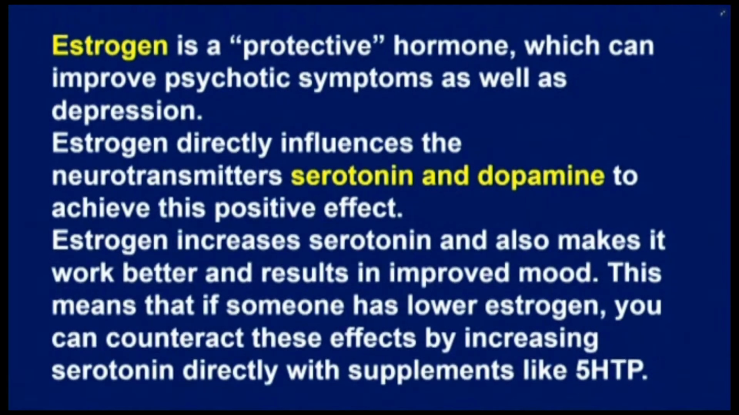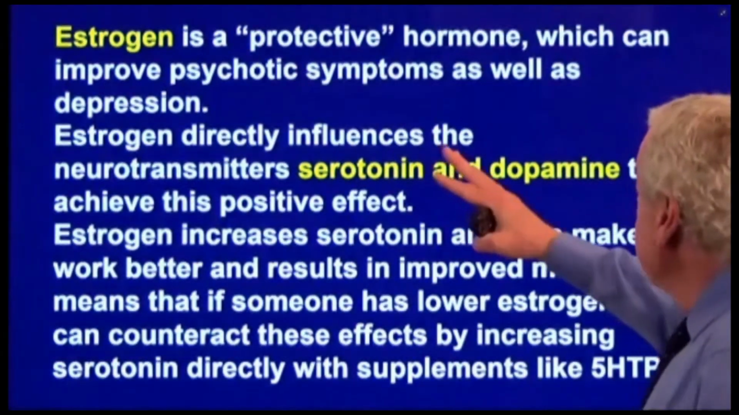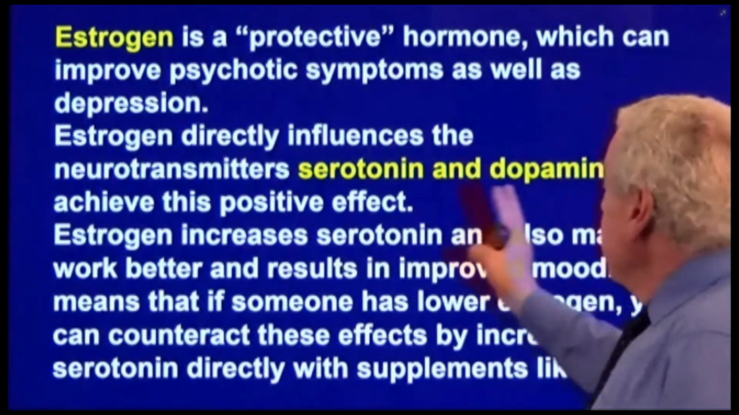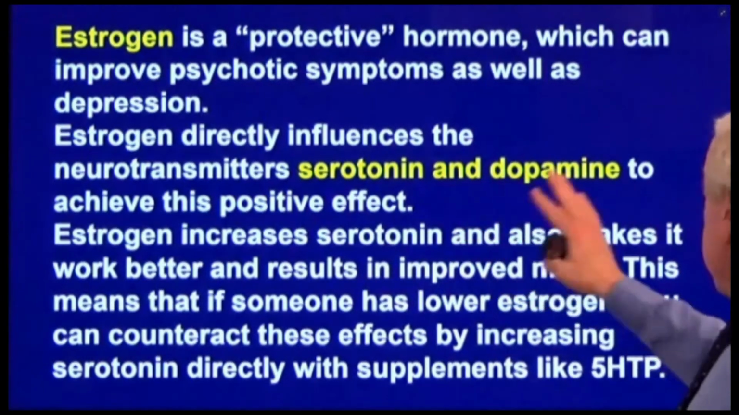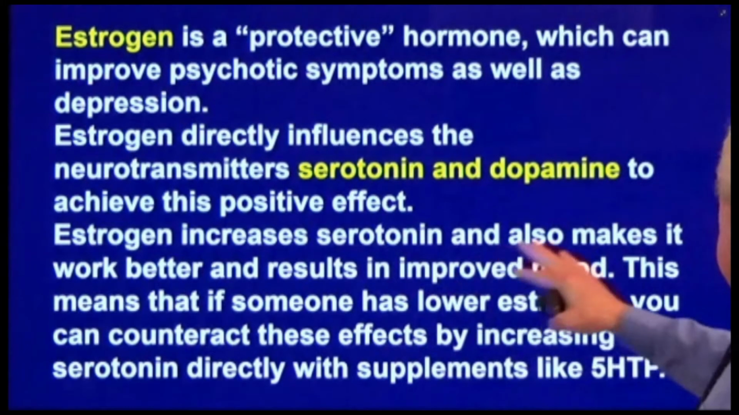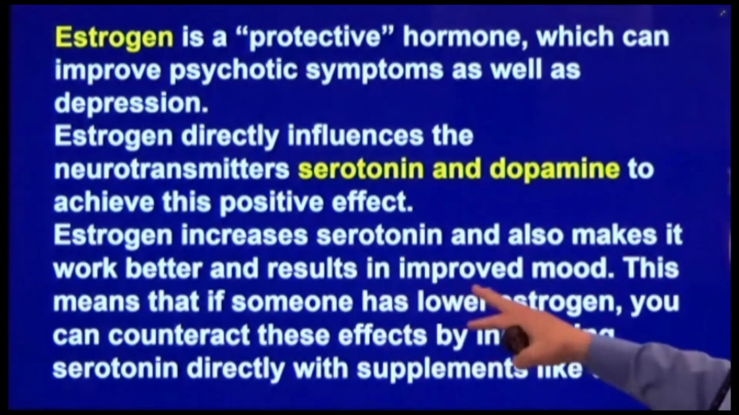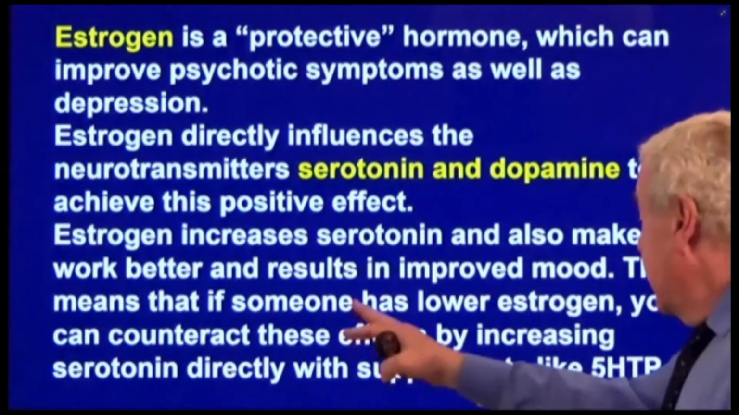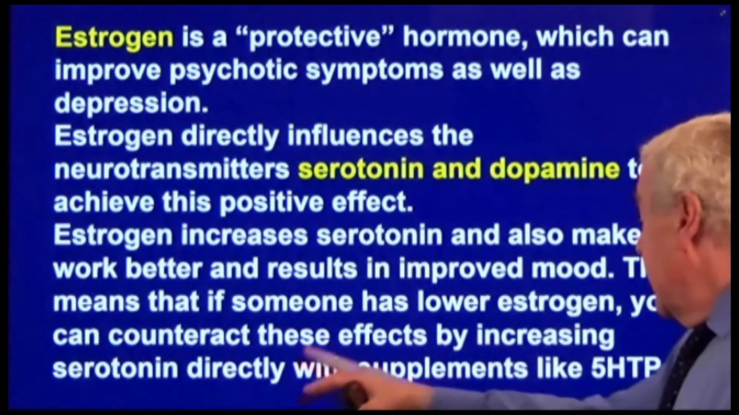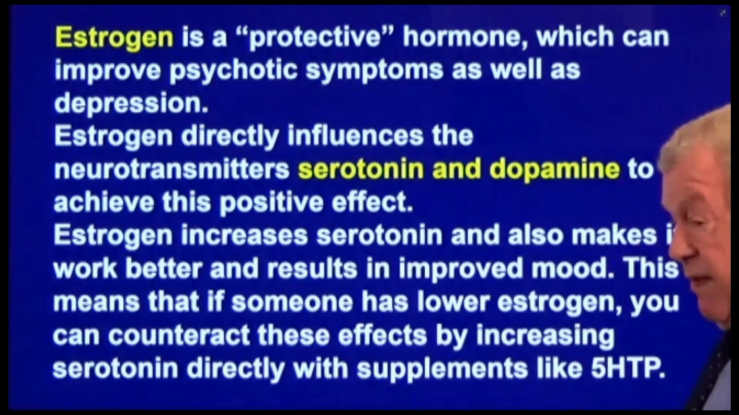So estrogen is the protective hormone which can improve psychotic symptoms as well as depression. Estrogen directly influences the neurotransmitters serotonin and dopamine to achieve this positive effect. Estrogen increases serotonin, also makes it work better and results in improved mood. This means that if someone has lower estrogen, you can counteract these effects by increasing serotonin directly with supplements like 5-HTP.